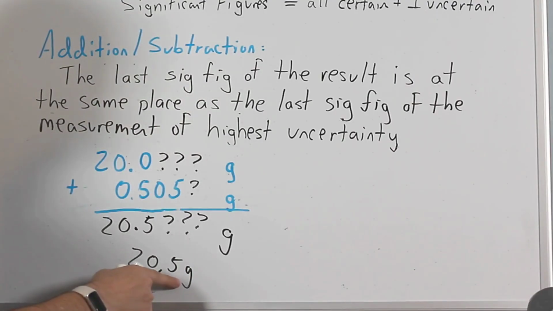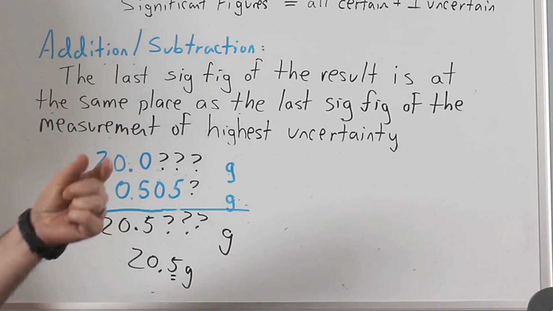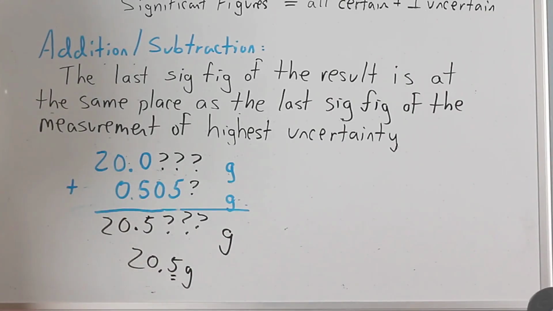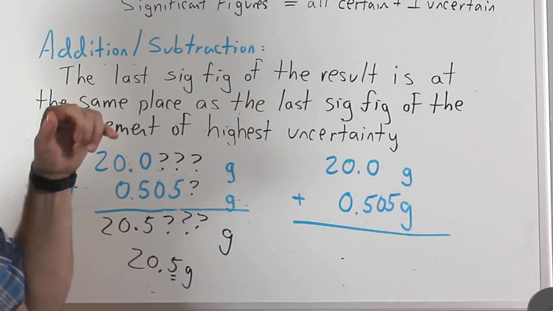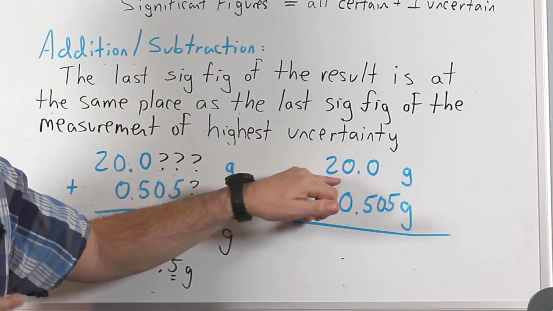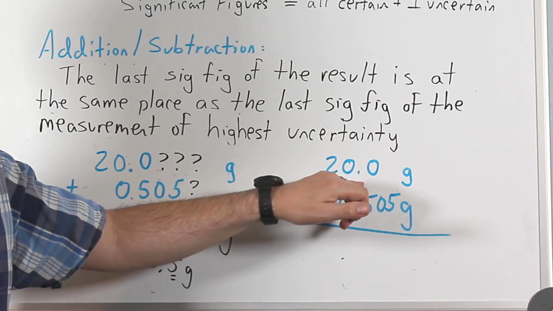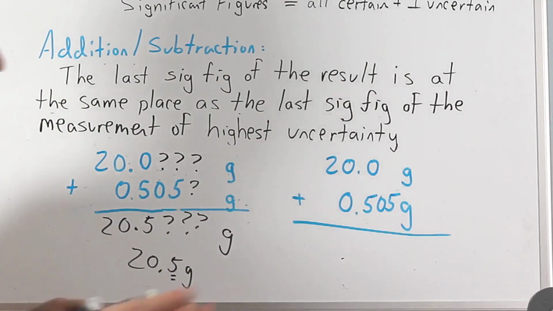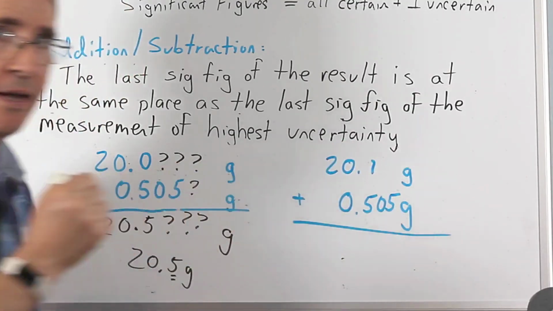Notice that our final result is limited to the same place; its last digit is the same place as our measurement of highest uncertainty, the 20.0. That's one way to think about this result. One more way to think about the rationale behind these rules is if I have a measurement of 20.0 grams, that means I'm confident it's 20 point something, and I'm guessing here in the tenths place. Another user might say it's 20.1 grams or 19.9 grams, typically plus or minus 1 in that last digit. So another user might say, well, they didn't find it's 20.0 grams, they may have found it's 20.1 grams.